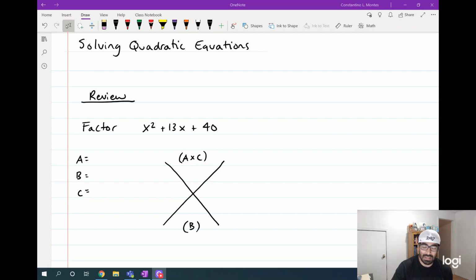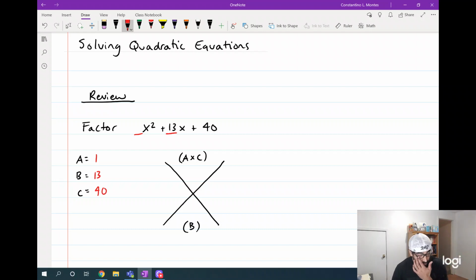You probably haven't heard that term before, but what I'm talking about is the number in front of x squared is going to be 1. So let's look at this. It says review: factor x squared plus 13x plus 40. We're going to play the x game. So first we're going to identify a, b, and c. A, the leading coefficient, that's the coefficient of x squared, that's going to be 1. B is 13. And C is 40.